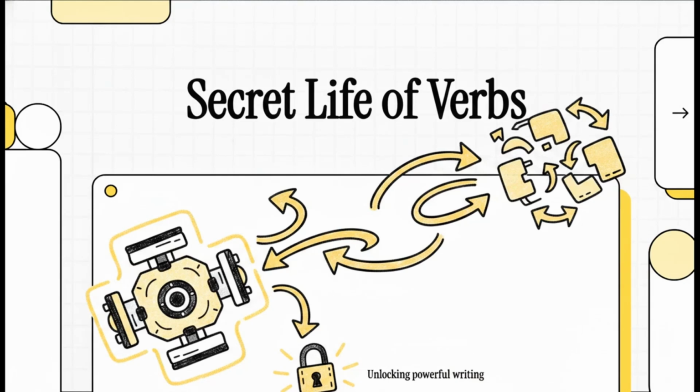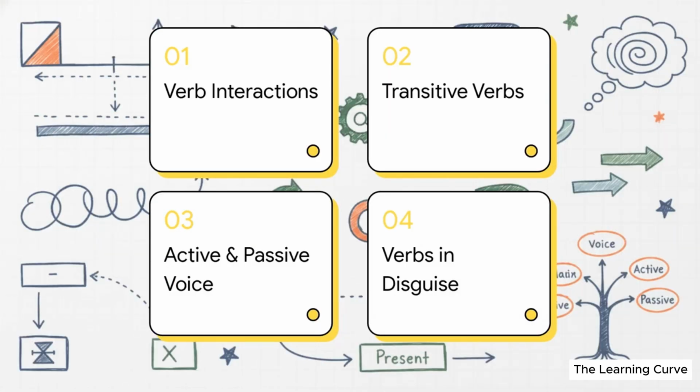All right, let's jump right into this explainer and uncover what I like to call the secret life of verbs. If you've always thought of them as just simple doing words, well, prepare for a pretty fascinating shift in perspective. It turns out verbs are these incredibly dynamic, shape-shifting agents that genuinely power our entire language. They're basically the engines of our sentences, and understanding their advanced mechanics, that is the absolute key to unlocking really powerful, precise writing.